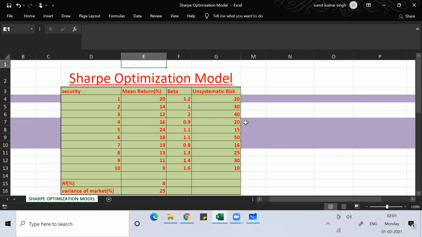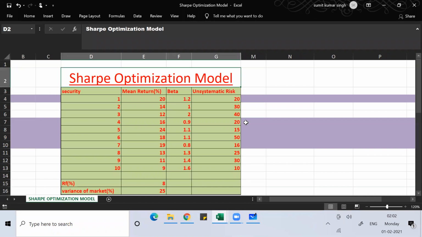So all the students who are preparing for the subject called investment management for VTU, and all the students who are preparing for investment and portfolio management for Bangalore City or any other university where you can expect problems related to portfolio construction and portfolio management, definitely the Sharpe optimization model is a very important concept which you should be aware about.